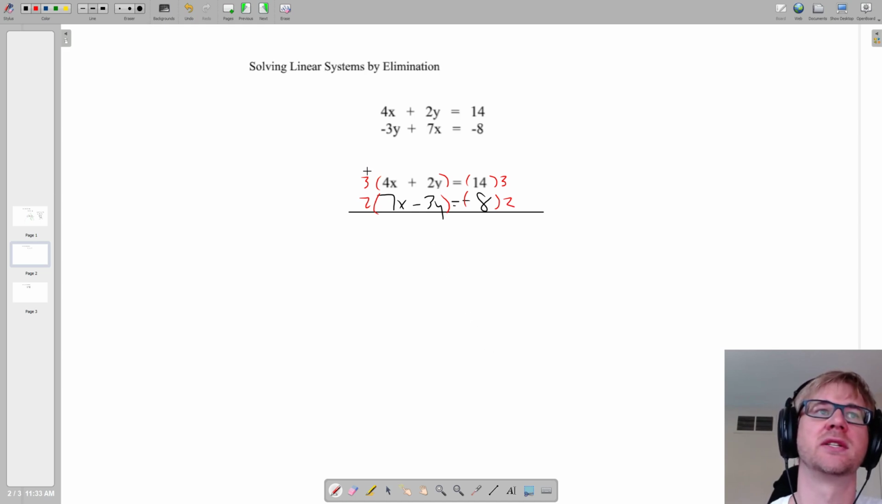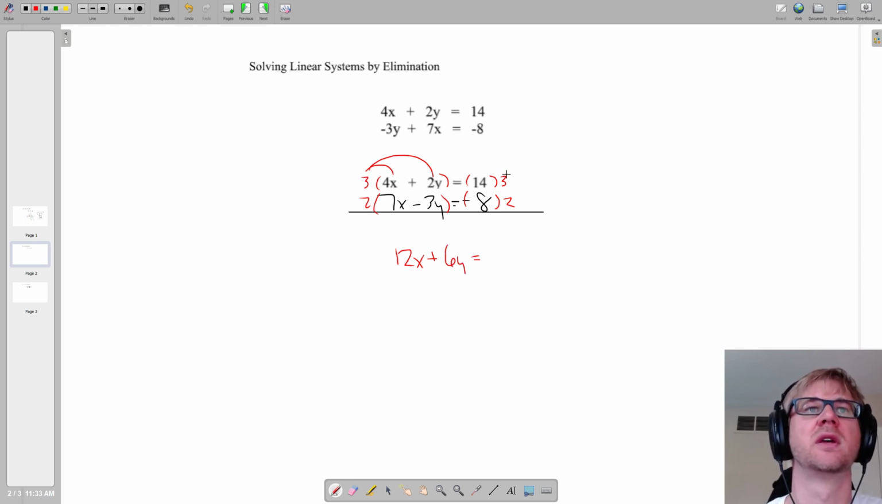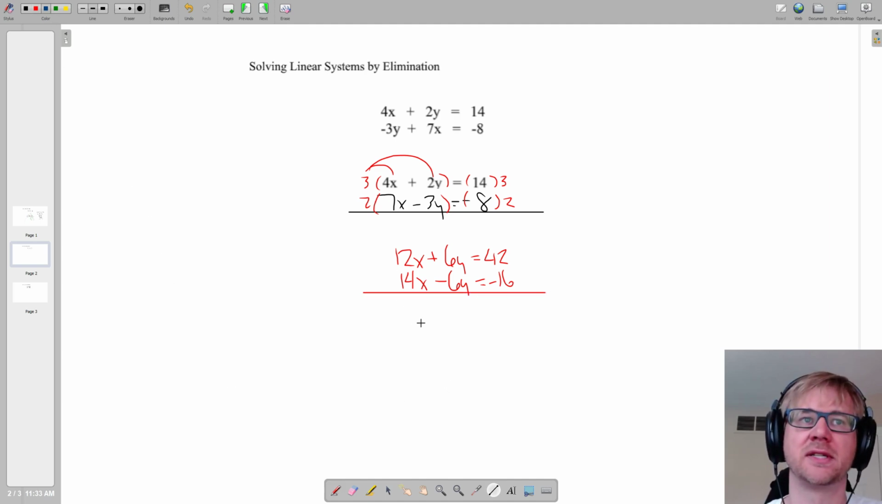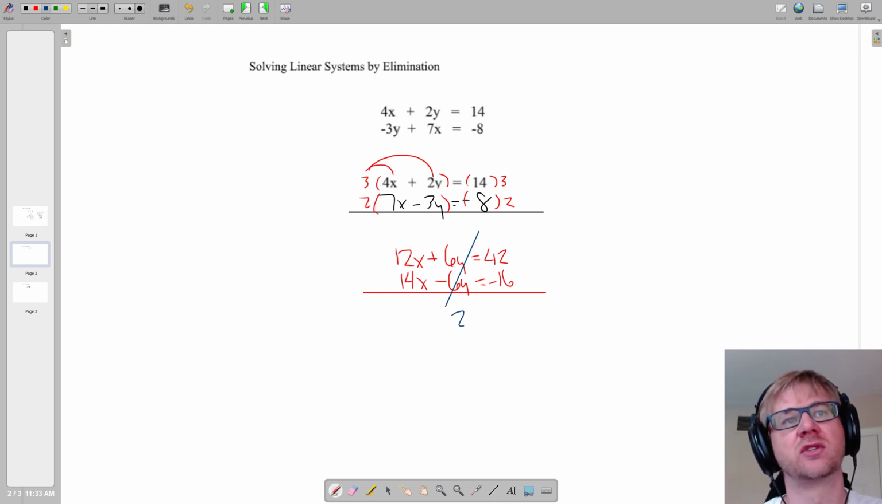And I get new equations now when I distribute. 4 times 3 is 12x plus 3 times 2 is 6y equals 3 times 14 is 42. That's the top. Second equation, 2 times 7 is 14x. 2 times negative 3 is negative 6y. And 2 times negative 8 is negative 16. There we go. Now, what we've accomplished is, by making these opposites, they cancel out. That's the whole goal. And on the left side, 14 and 12 make 26x equals 42 minus 16.